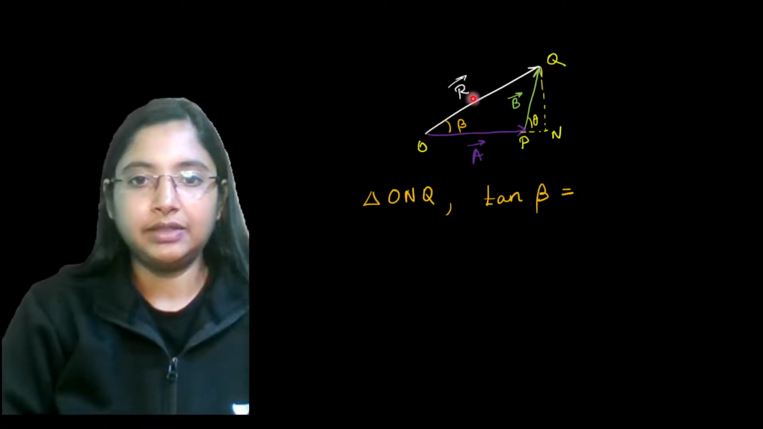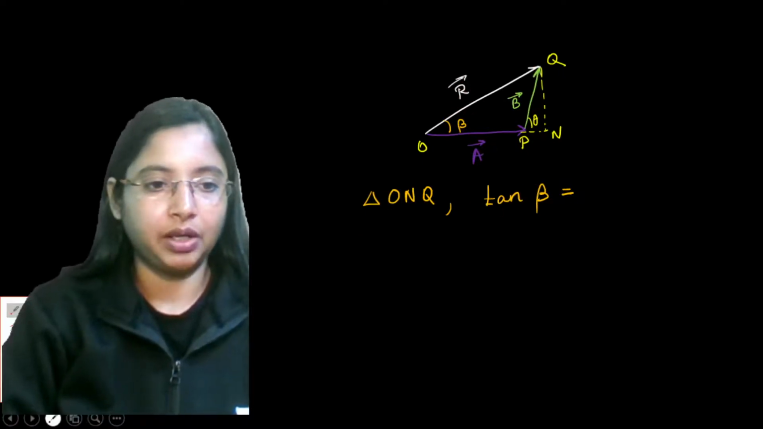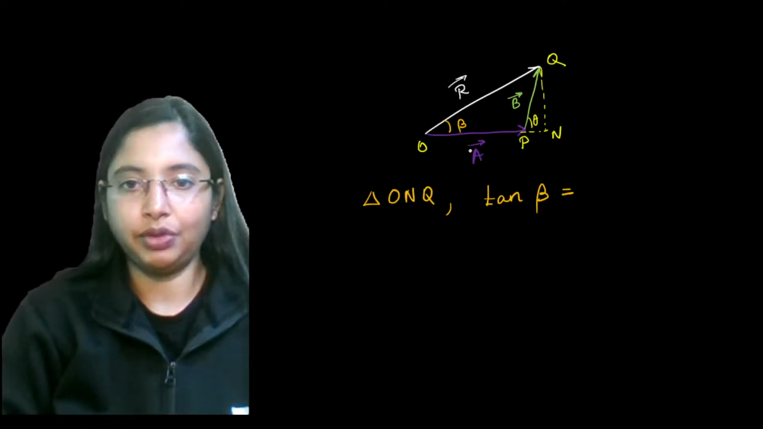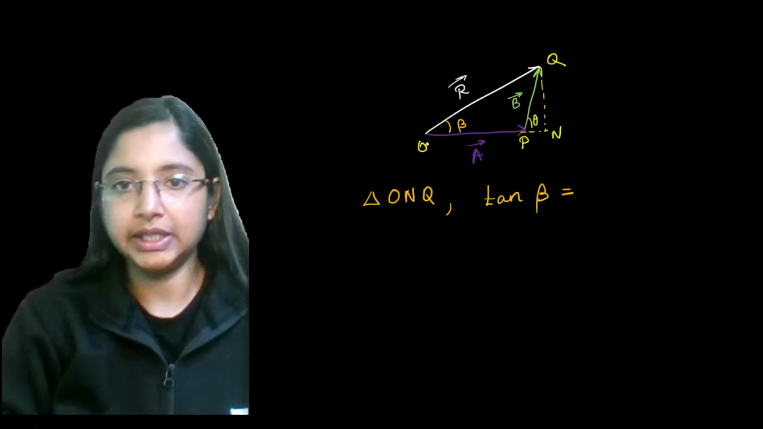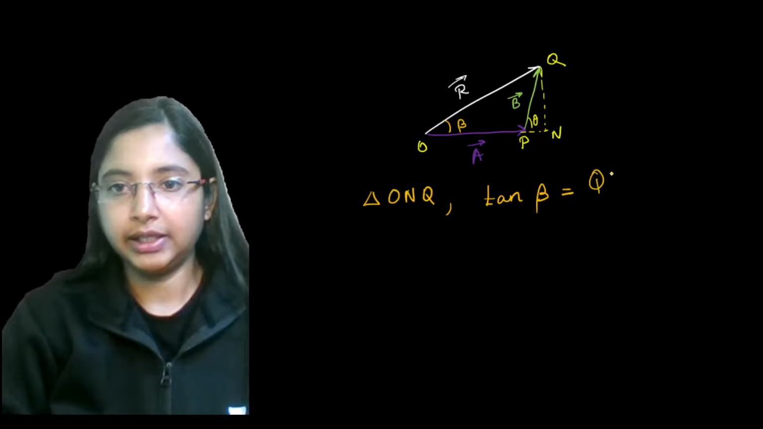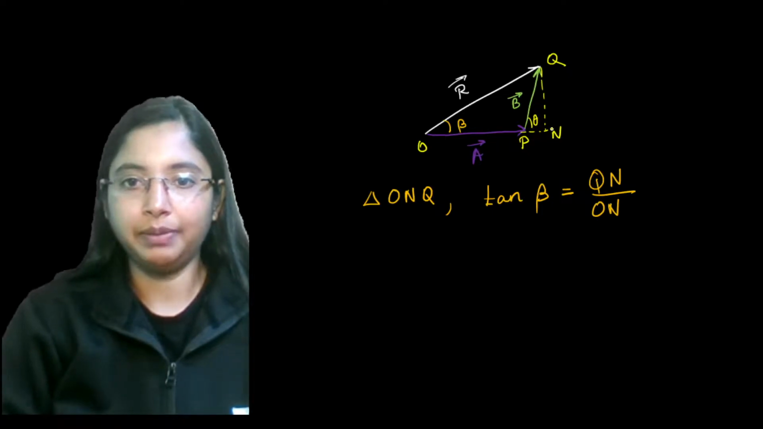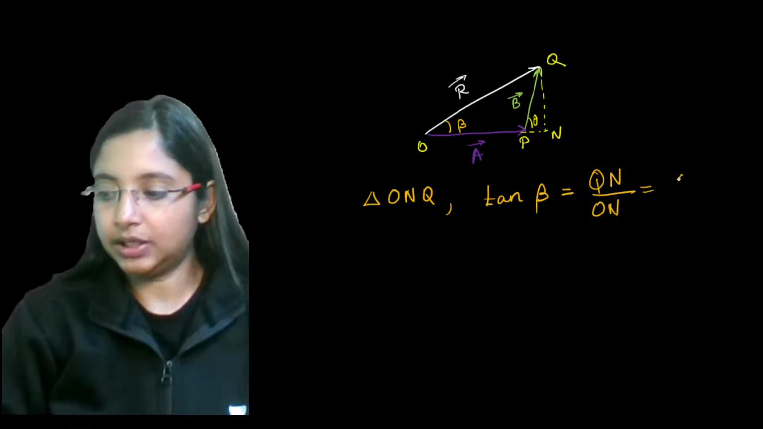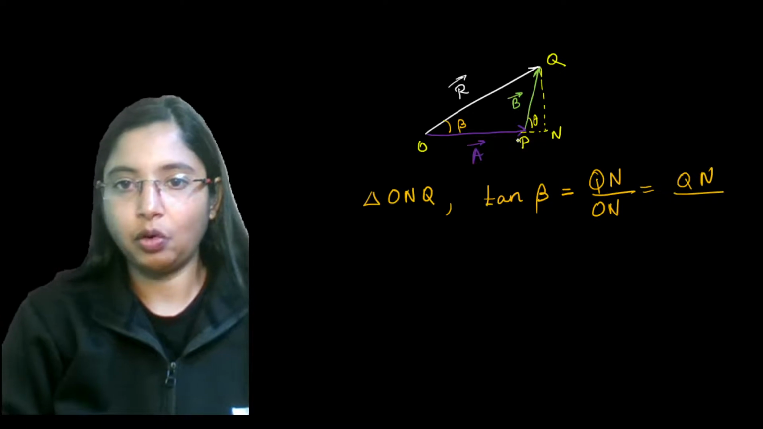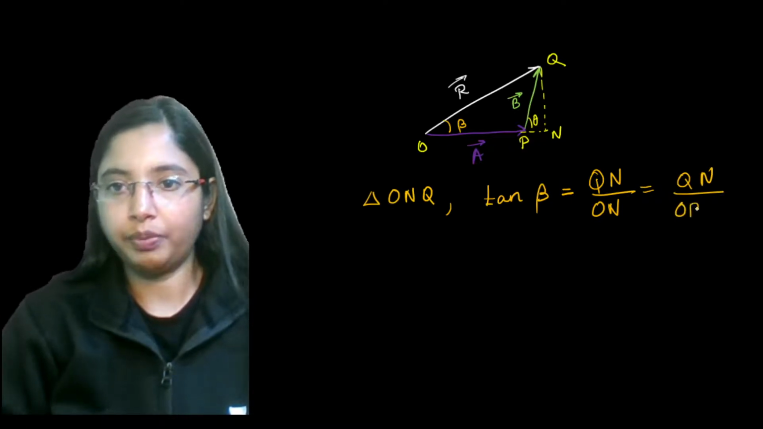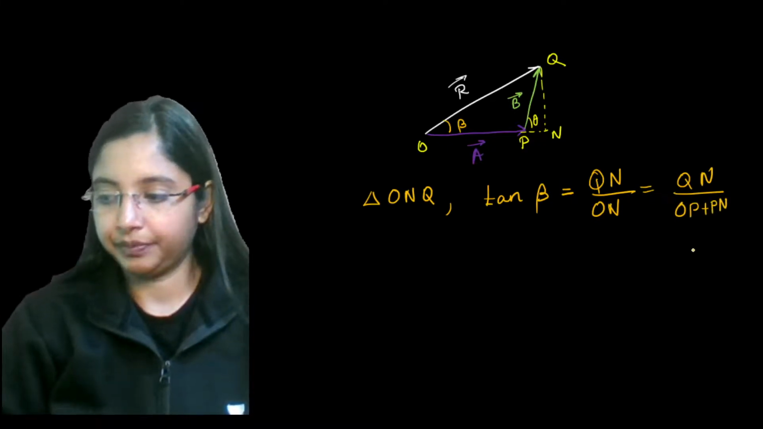So this vector, the angle it is making, to find the direction of this r vector, let's use this angle tan beta. This tan beta will give you QN by ON, right? Tan beta gives perpendicular by base. Now perpendicular is fine, but the base ON is nothing but OP plus PN, right?